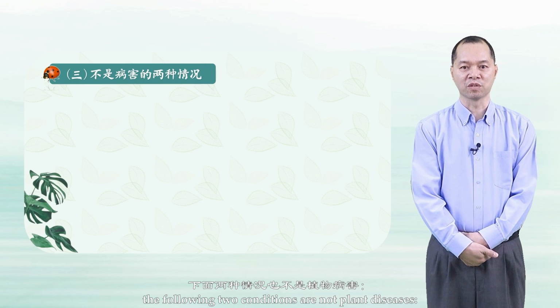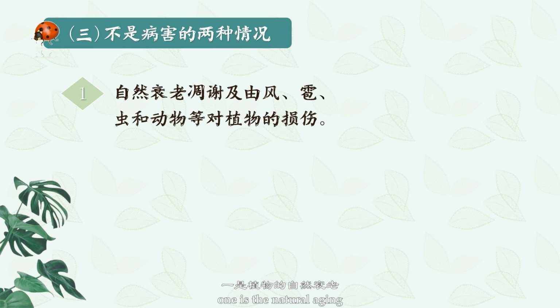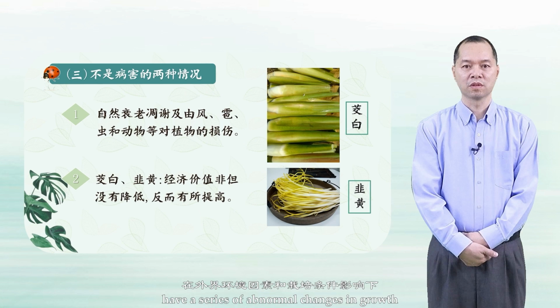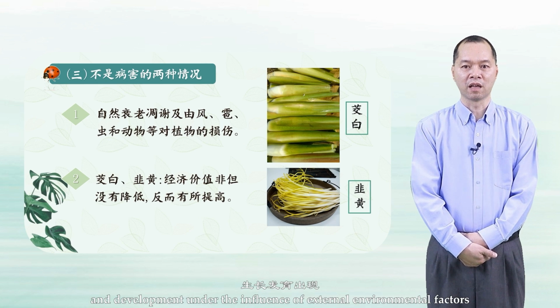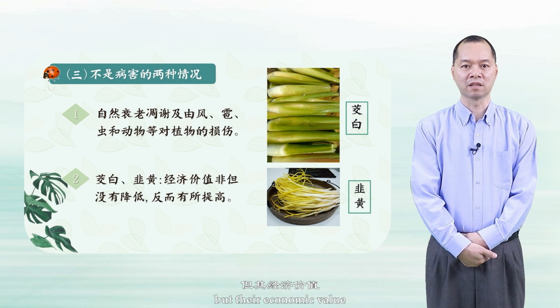The following two conditions are not plant diseases. One is the natural aging and withering of plants and the sudden mechanical damage and tissue death resulted from wind, hail, insects, as well as animals. The other is no economic loss caused. Some plants have a series of abnormal changes in growth and development under the influence of external environmental factors and cultivation conditions, but their economic value is not decreased but increased.